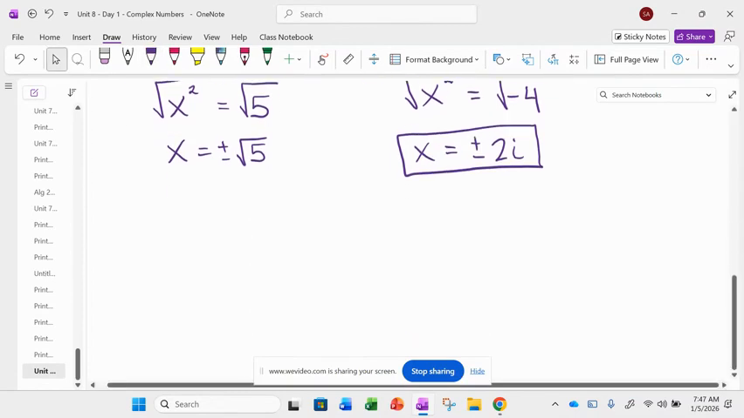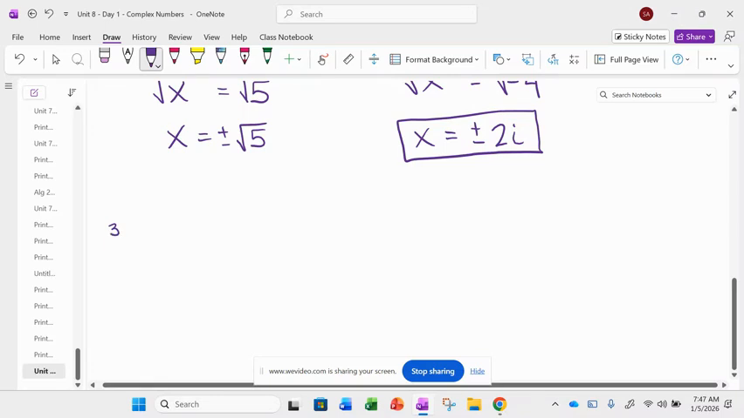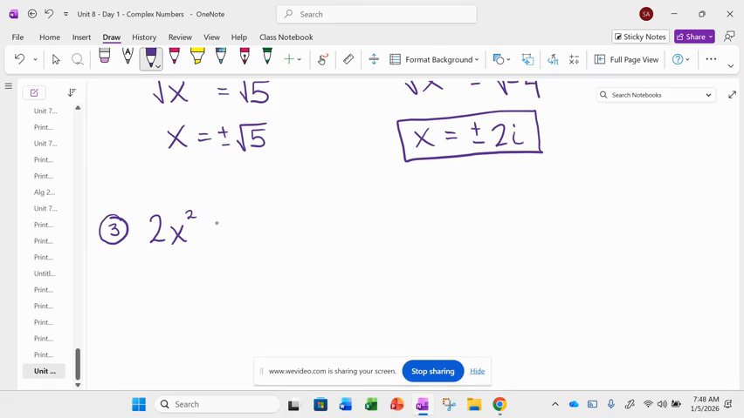You guys try this one. So we have 2x squared plus 16 equals 0, and you're solving for x.